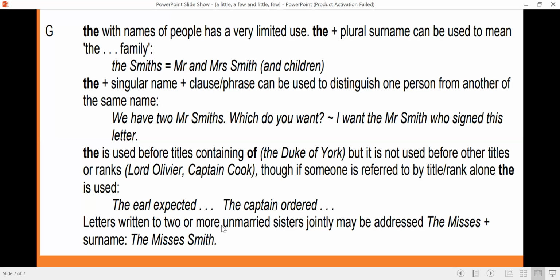Letters written to two or more unmarried sisters jointly may be addressed like this. If you're writing a letter to two or more unmarried sisters, you can jointly address them like this: the Misses plus their surname. If they are Smith, you can say the Misses Smith. Why? Because you are jointly writing something to two unmarried sisters.